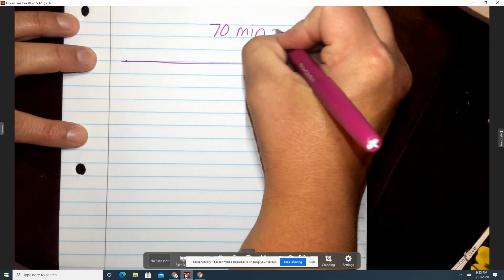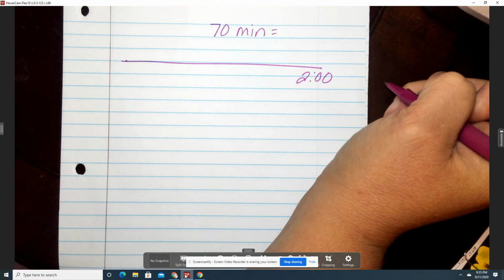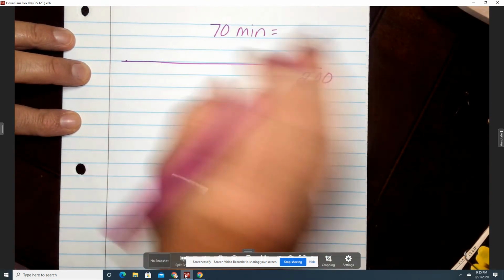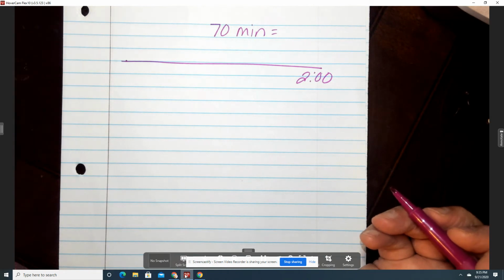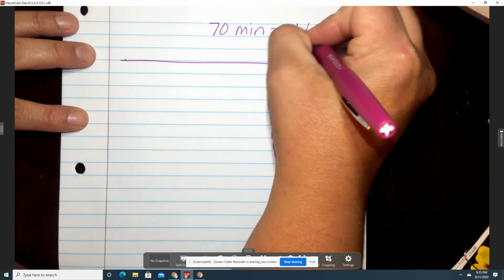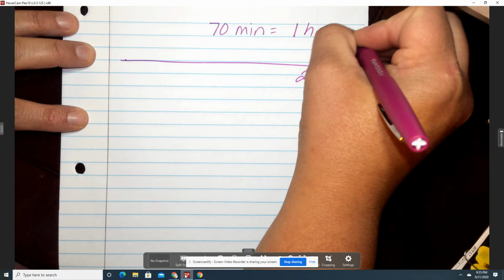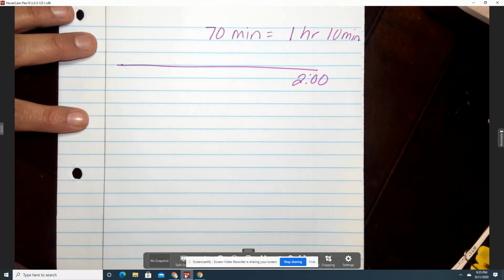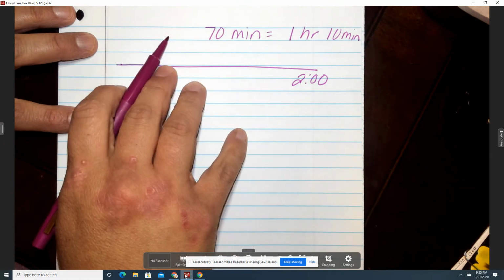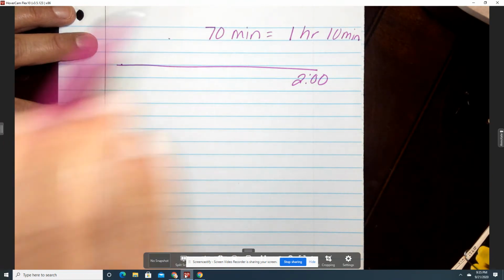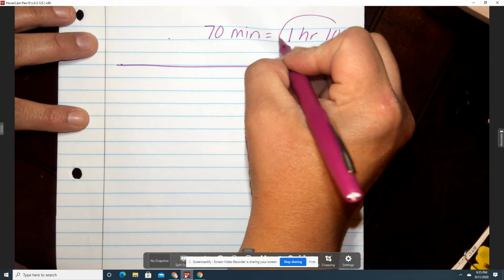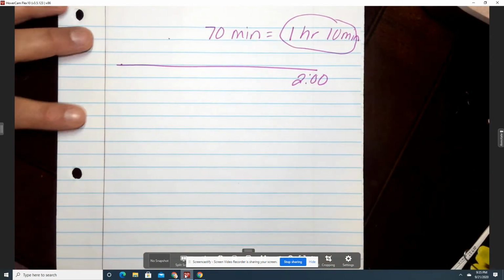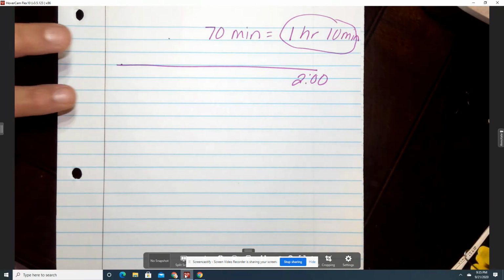Now, how can we break that up into hours and minutes? Well, 70 minutes into hours and minutes is going to be an hour and 10 minutes. Okay, so 1 hour equals 60 minutes. So if you take 60 minutes out of that 70, you have 1 hour and 10 minutes. So we have an hour and 10 minutes of elapsed time.